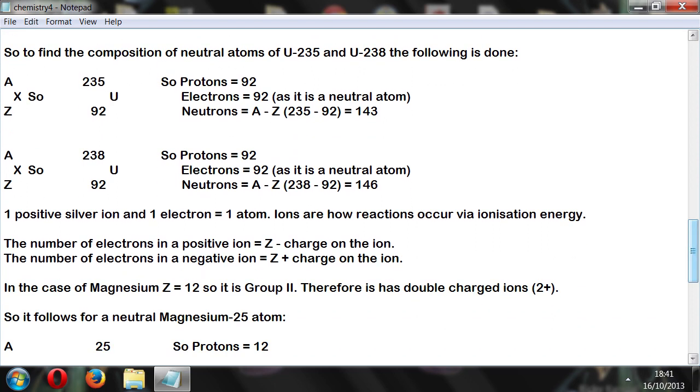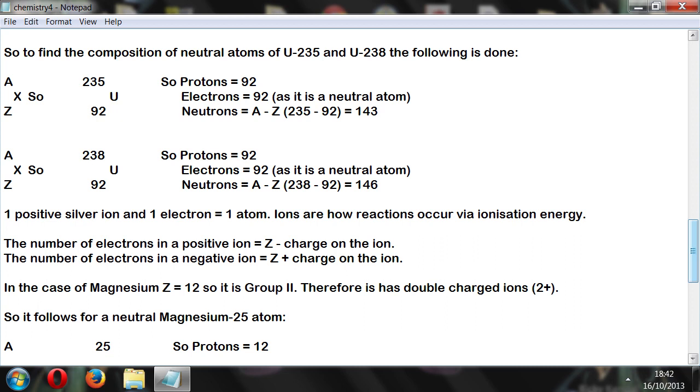One positive silver ion, one electron equals one atom. Ions are how reactions occur, via ionization energy. This is how we get reactions and compounds. Mixtures don't tend to have reactions. The number of electrons in a positive ion is Z minus the charge on the ion. So the number of electrons in a positive ion is the number of electrons in a neutral atom minus the positive charge on the ion.